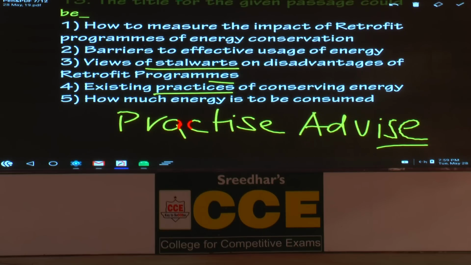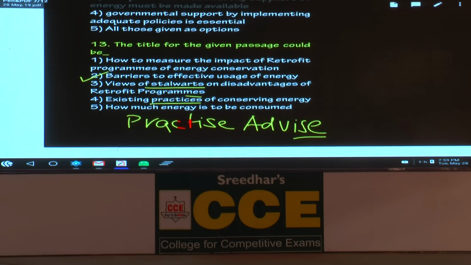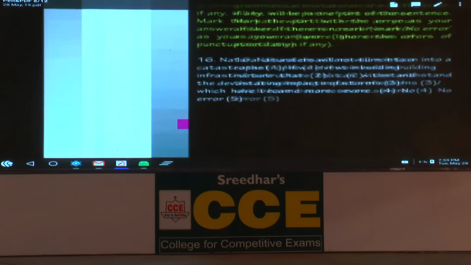Now what is the answer here? The first paragraph talks about the barriers to effective usage of energy. The second option is the answer. How many of you have got this one right? Second option. Okay.